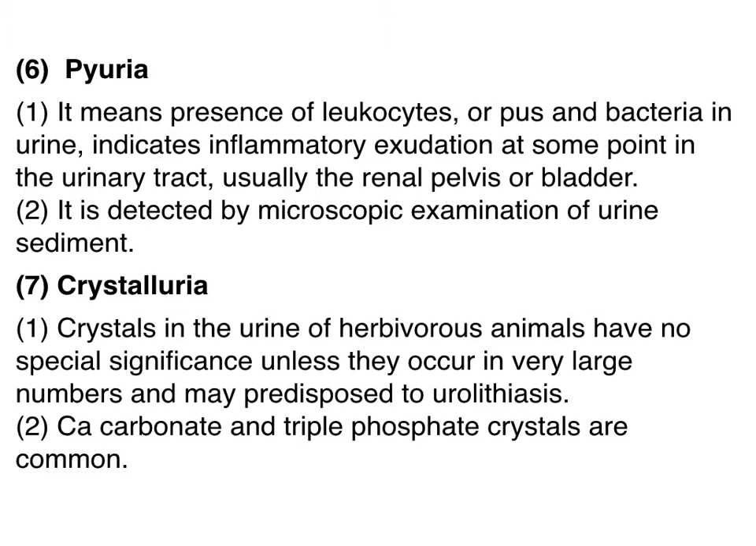Number 7, crystalluria. It's crystals in the urine of herbivorous animals. Crystals have no special significance unless they occur in very large numbers, and may predispose to urolithiasis, the formation of stones. Such as calcium carbonate and triple phosphate crystals, which are very common.